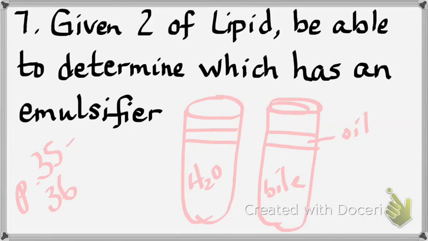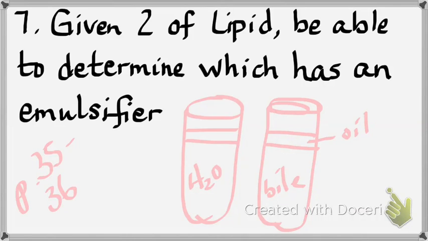So which one has an emulsifier? It is test tube 2, the one with the bile. But how would you know? When you shake the test tubes and hold them up, you should be able to know by what you see. How would you know? The clumps.